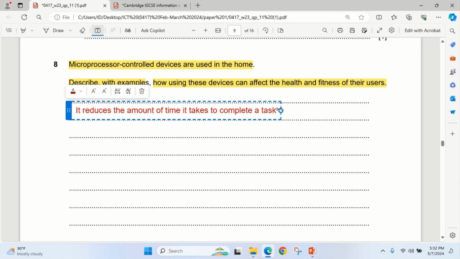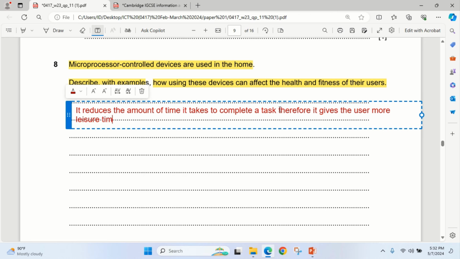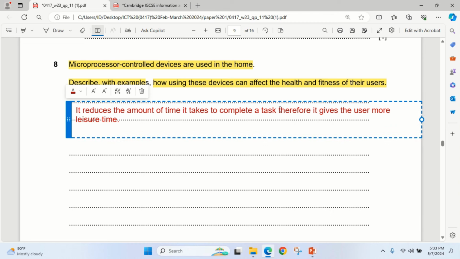Therefore, it gives the user more leisure time. That's the cause. This is the cause. Now the effect is that therefore it gives the user more leisure time. That's why I said that this is a cause and effect kind of question. So you have said the cause and the effect of it. So understand the question before you begin to answer.